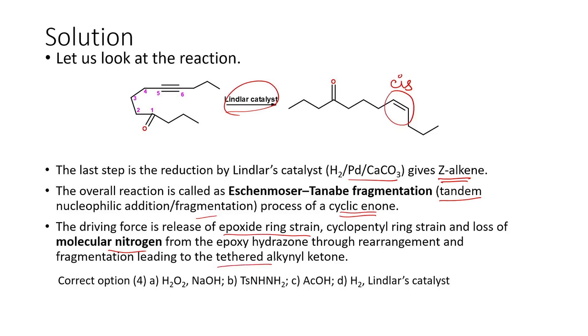And finally, we end up with the tethered alkynyl ketone. So what we can say is option 4 is the correct one. The first step is the epoxidation of the alpha beta unsaturated system, followed by the hydrazone formation of the carbonyl group, then acid catalyzed rearrangement with the concomitant loss of nitrogen and sulfonate anion, and finally the reduction of the triple bond to give the double bond, that is especially the Z selective reduction using Lindlar's catalyst. So these are all the various reactions by which the whole A, B, C, D occurs. So we can say the fourth option is the correct one for this particular reaction.